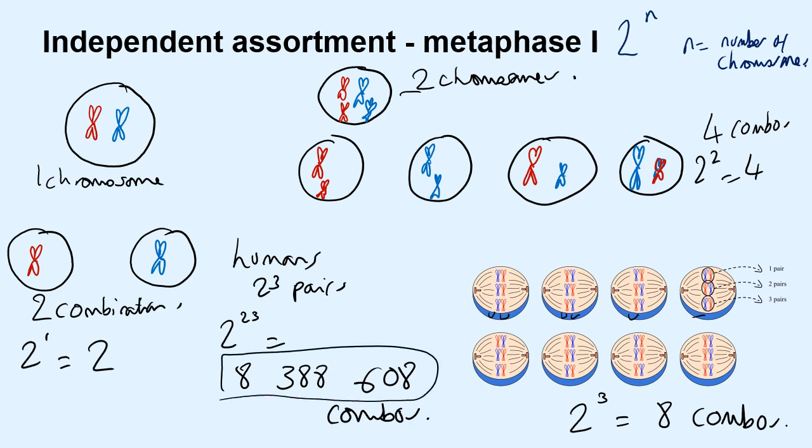And this is not even accounting for the fact that during prophase 1 we've got crossovers, and that's not accounting for the independent assortment in metaphase 2. So massive and huge amounts of genetic variation, or what we call genetic recombination.